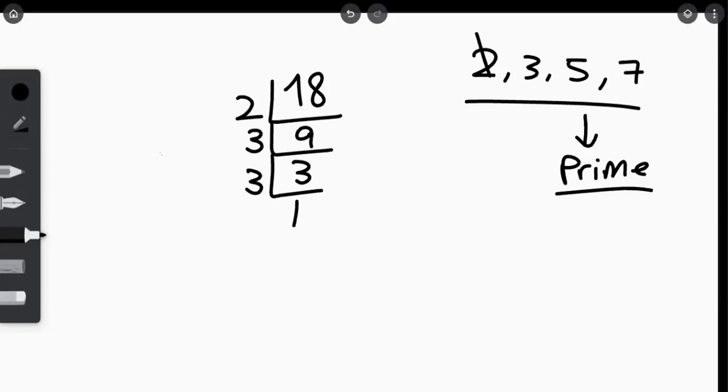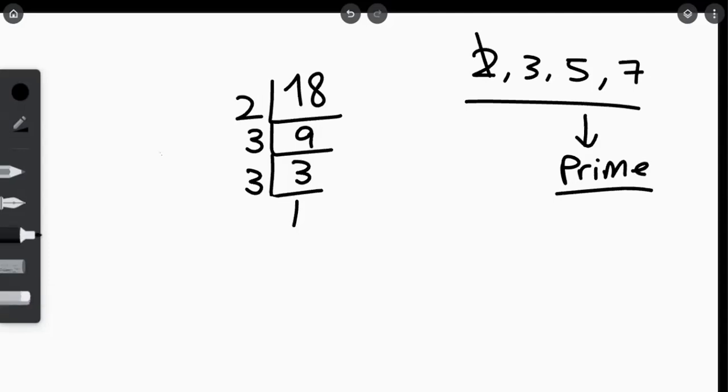The moment you hit a 1, don't do this anymore. You are done with your prime factorization. How do you write? You need to write from the smallest prime number that you divide by to the biggest number that you have divided.